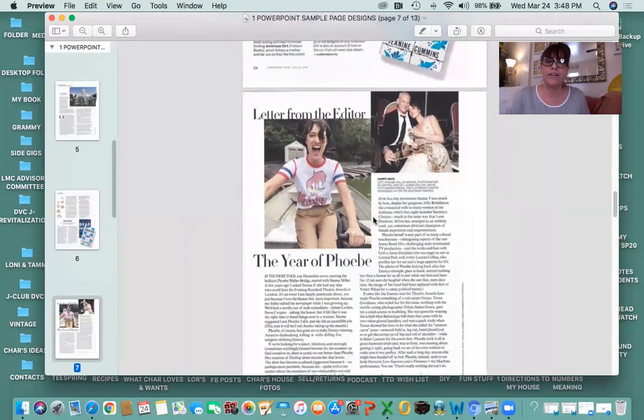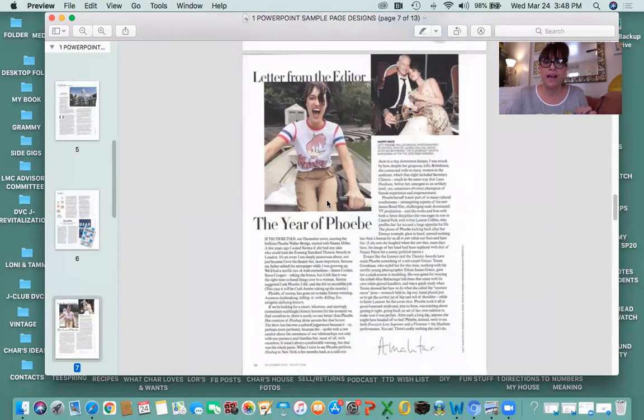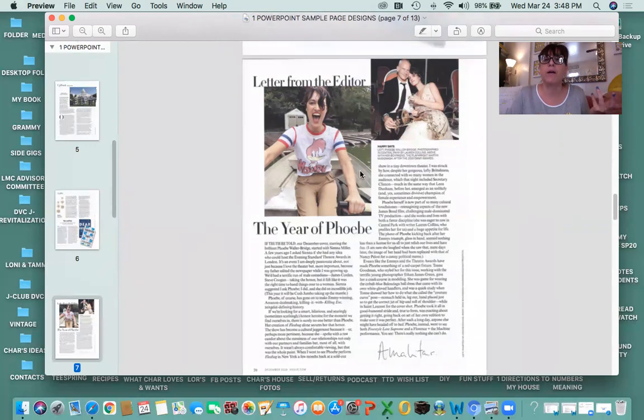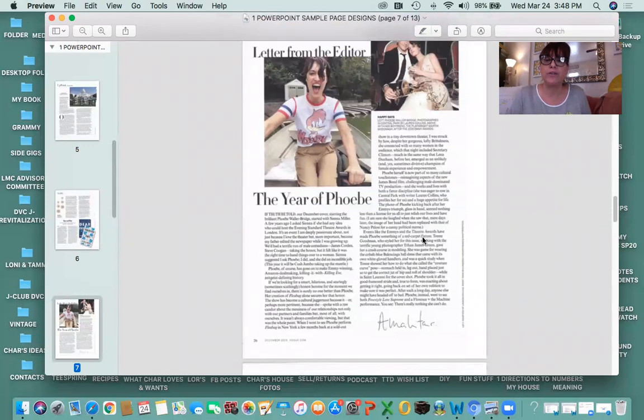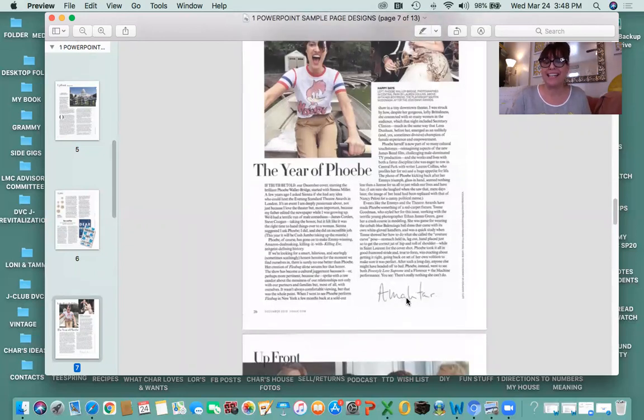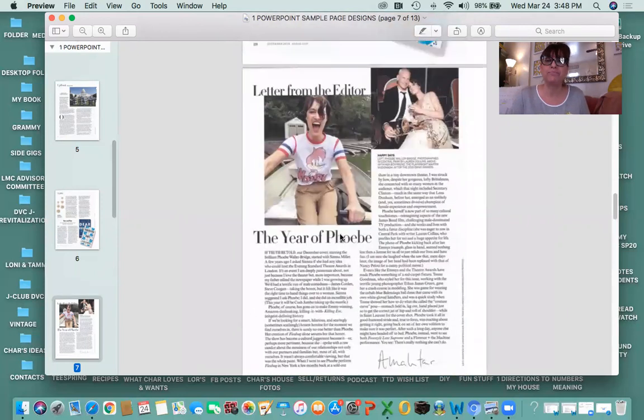And so this is the editor of Vogue. I can't read her name, but anyway, this is probably her rowing, and then probably her getting married or at a wedding. I don't know. I haven't read it. And this is her letter to all of the readers. So you're going to have to write a letter from the editor, and you can sign it like she did if you want to, or not. Just put your name at the bottom.